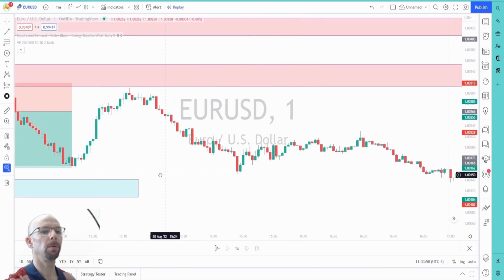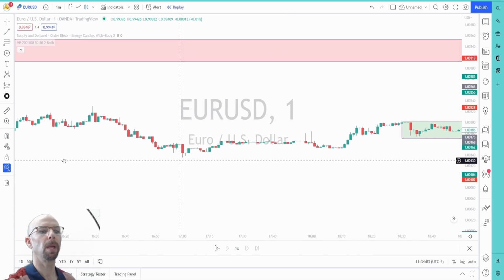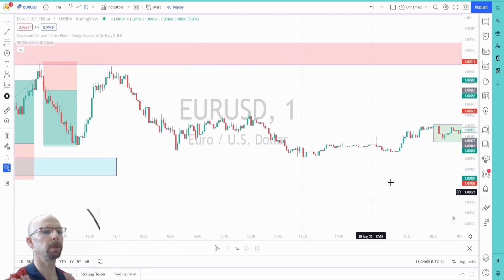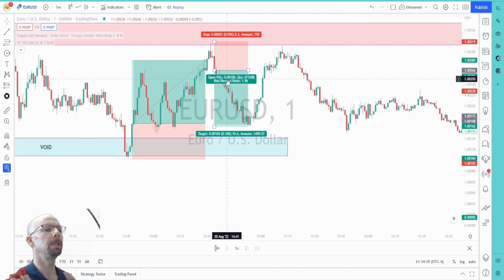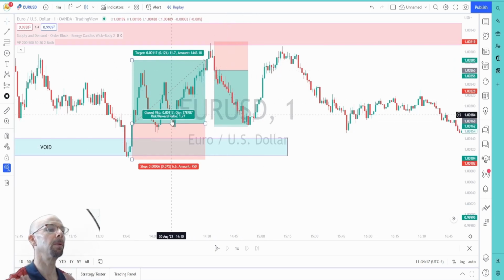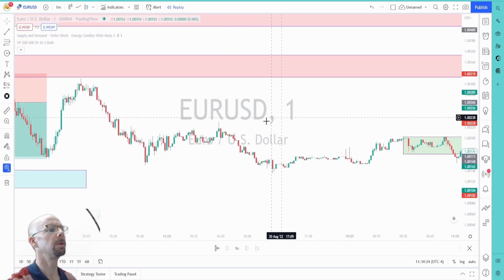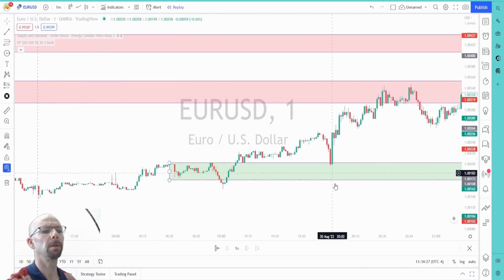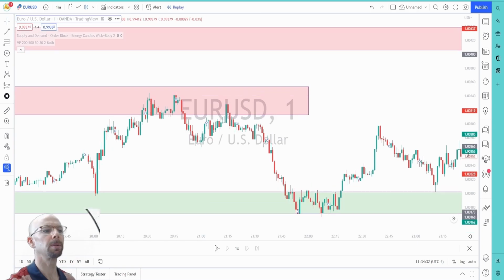Now we can see if we follow it down that I don't think this one would have worked out. No. So if you were taking partials, moving your stop loss to break even, you still would have made something off of this. But if you would have been targeting the low here, your trade would have worked out fine. And this happens over and over.